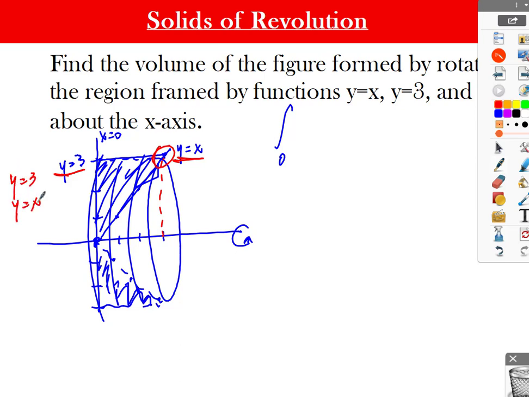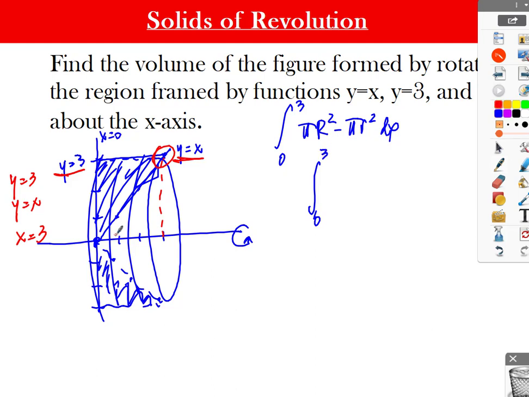You just set the values of y equal to each other, x equals 3. That shows you that's where it's going to end up. And it's going to be pi big R squared minus pi little r squared dx, because we're revolving about the x-axis.